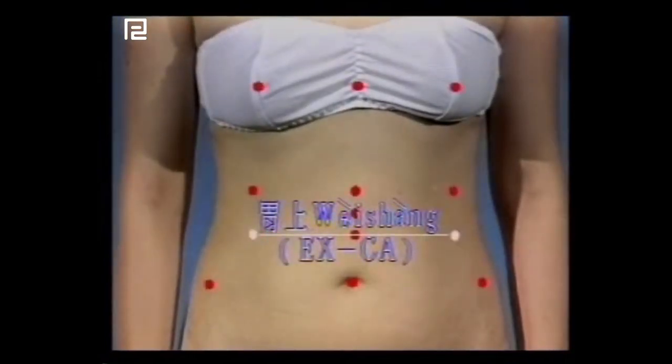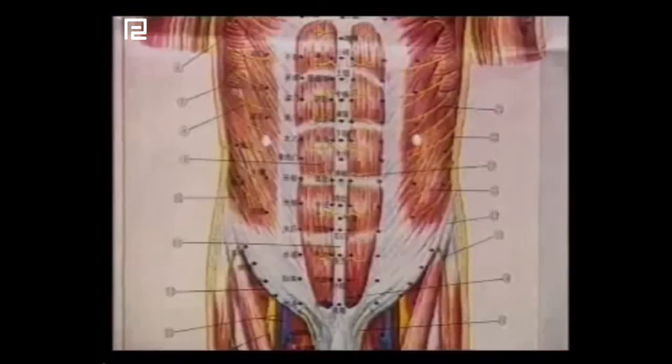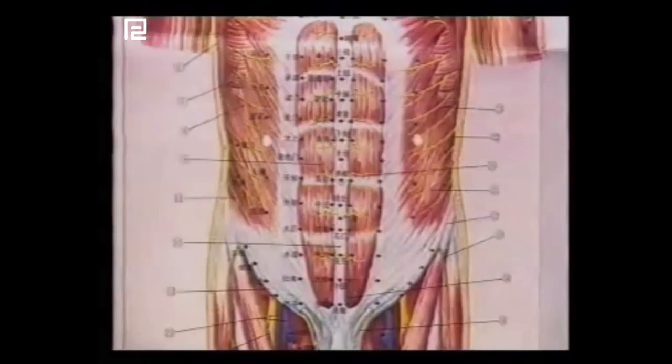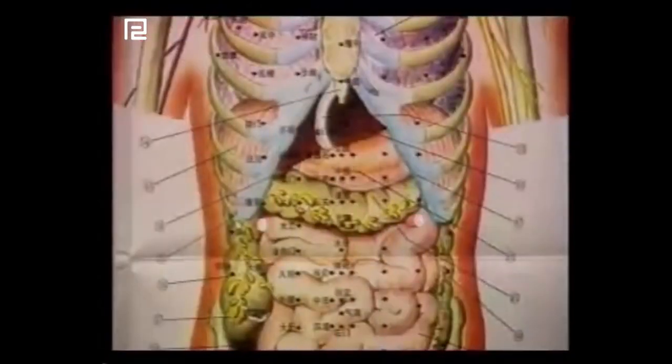Weishang. Location: on the upper abdomen, 2 cun above the center of the umbilicus, 4 cun lateral to the anterior midline. Indications: gastroptosis, stomachache, abdominal distension. Methods: puncture obliquely and subcutaneously, 0.2 to 0.3 cun towards Tianshu or Shenque.